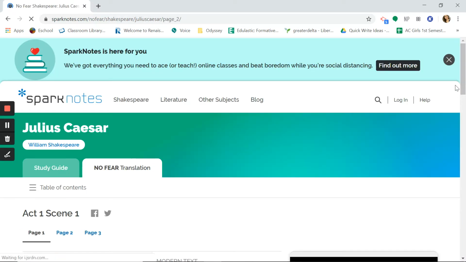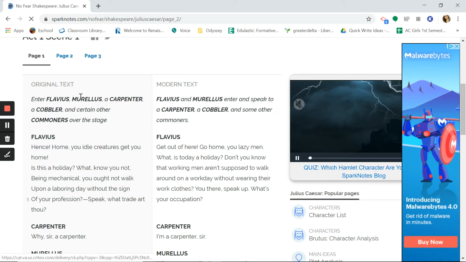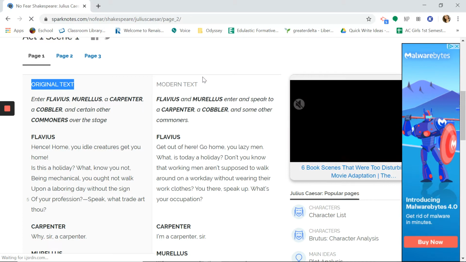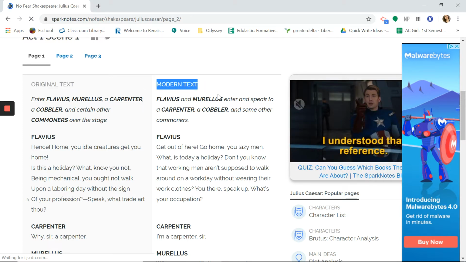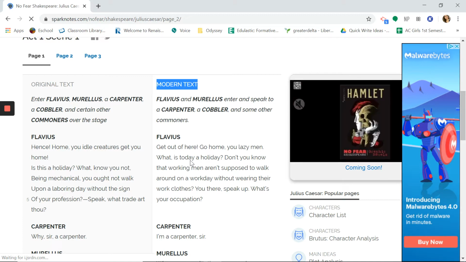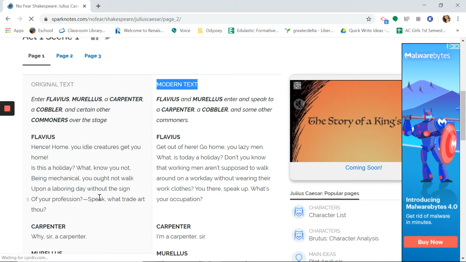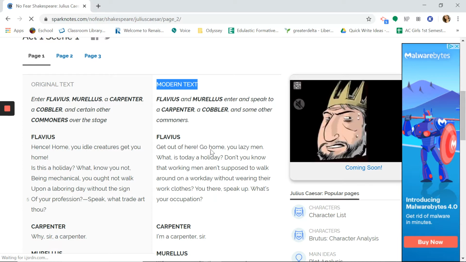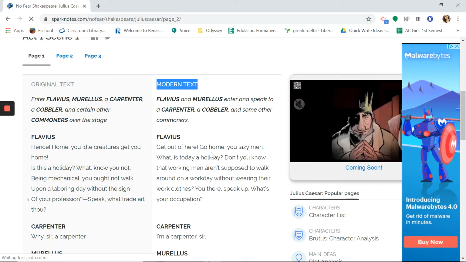So we're going to go ahead and open it, and what you'll see on your screen is the original text. This is Shakespeare's words directly from copies of his original works. And then this is the modern text, that's the No Fear side. When I am reading and going through, I'm going to go over the modern text. Please note that when you're doing guided reading questions or other assignments, I might say look at the original text as well, or in addition to the modern text, to answer some questions. There are some things that you miss just because of the translation.